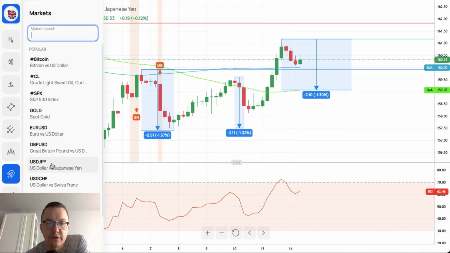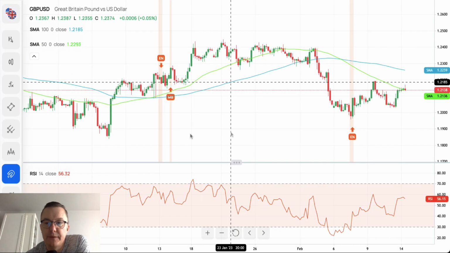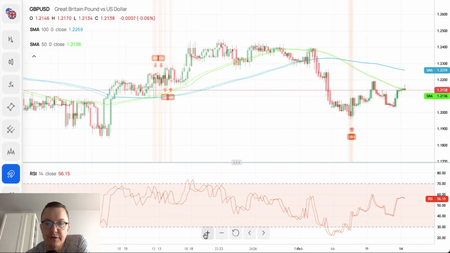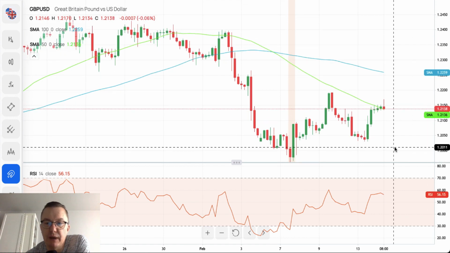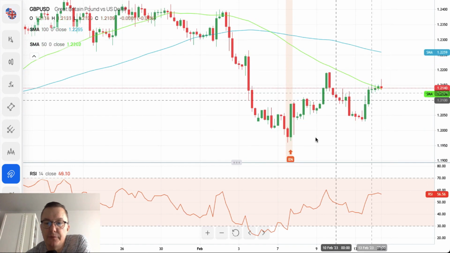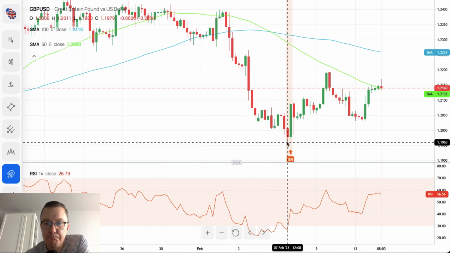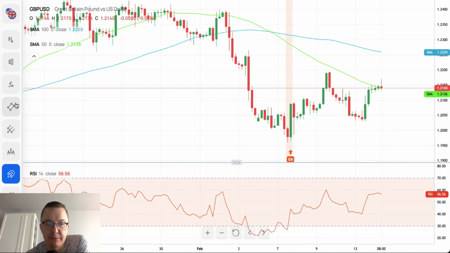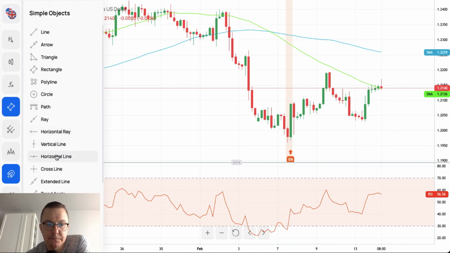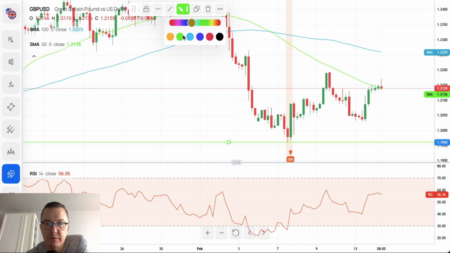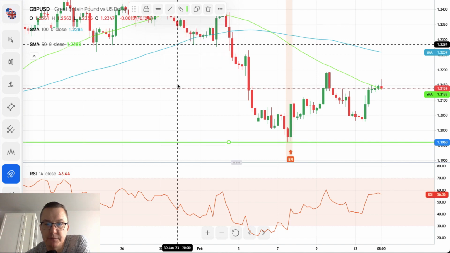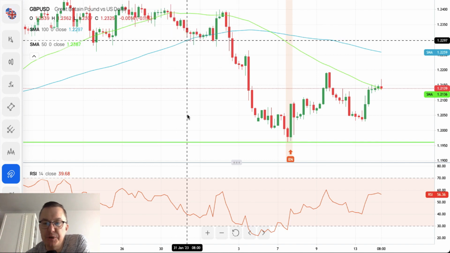Let's find out what is going on with the British pound to American dollar. The situation here is a little bit different because this market is trying to bounce after this bullish engulfing pattern had been made. The low of 1.1960 is very important in that situation. We make it a big, thick horizontal green line.